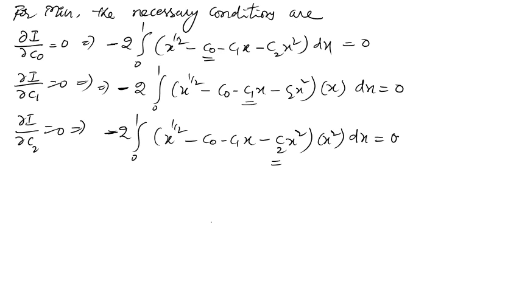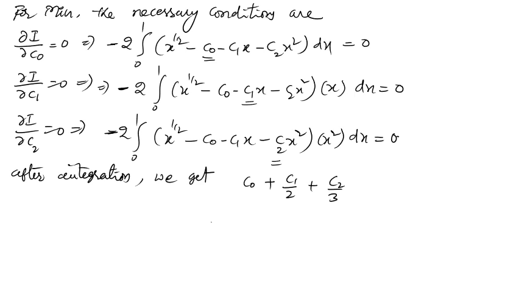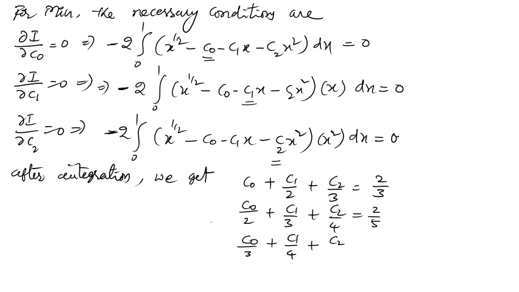Okay, so after integration, you take the integration. I am not doing it here. After integration and substituting the limits, we get c0 plus c1 by 2 plus c2 by 3 equal to 2 by 3. The first expression gives this. Second one, c0 by 2 plus c1 by 3 plus c2 by 4 equal to 2 by 5. And the third expression, c0 by 3 plus c1 by 4 plus c2 by 5 equal to 2 by 7.